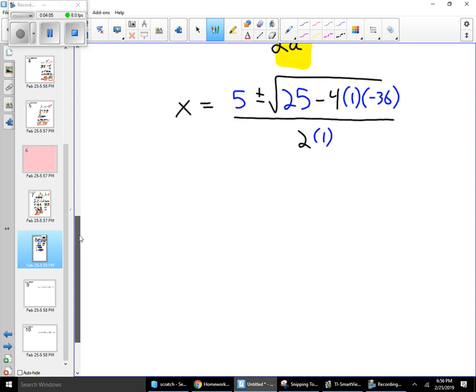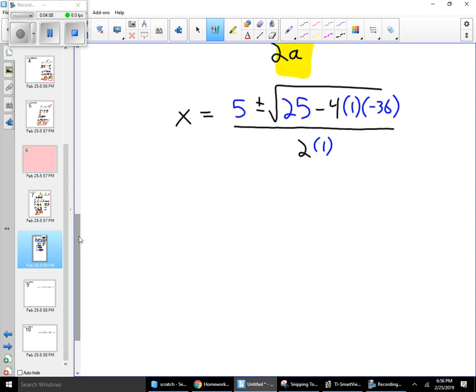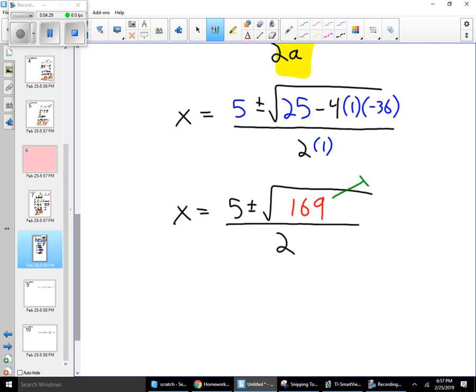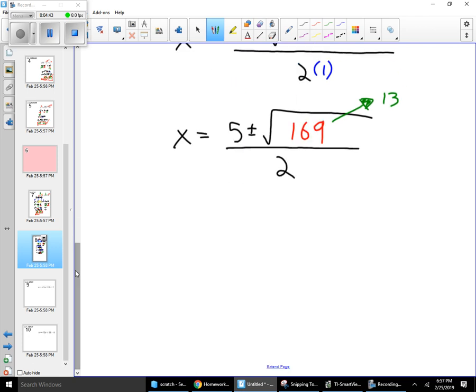When we go to simplify underneath that radical, the negative 4 times a negative 36 will give us 144. So we have 5 plus and minus the square root of 25 plus 144, which is 169. I'm going to go ahead and put that in red to show what's changing. All of this is divided by 2. And the square root of 169, that's going to be a 13. So keep in mind your calculator can do quite a bit of this work for you. If you're interested in seeing what your calculator is capable of, let me know, raise a hand. We can walk through the steps of doing this on the calculator.